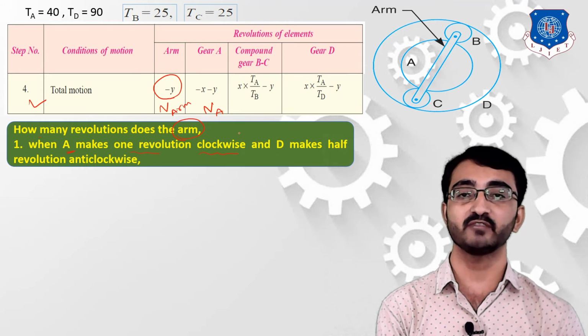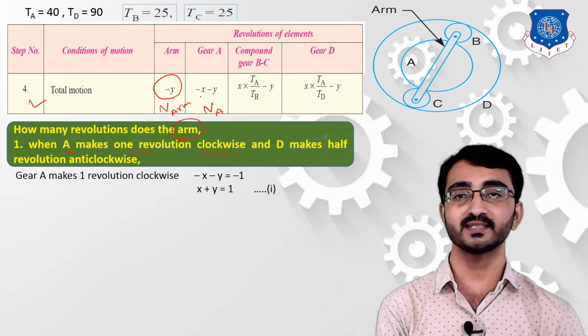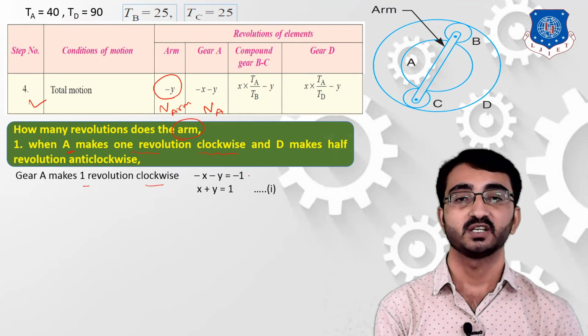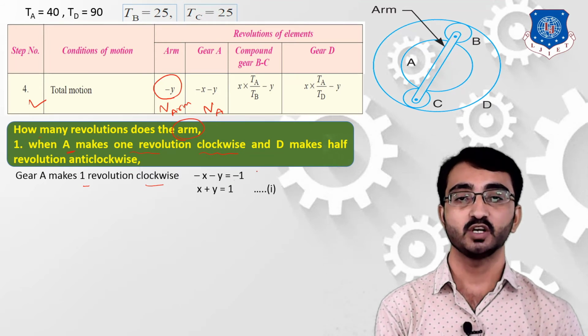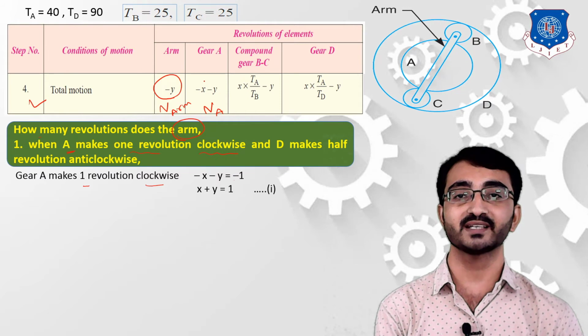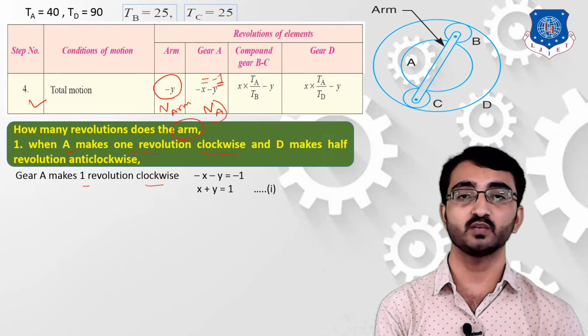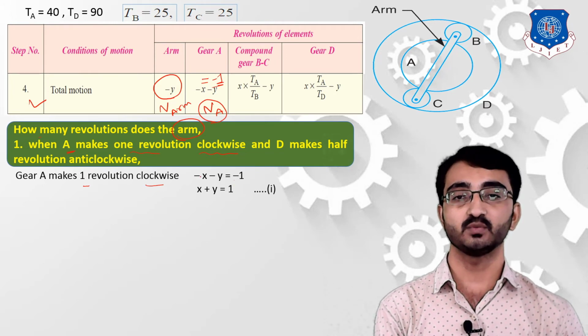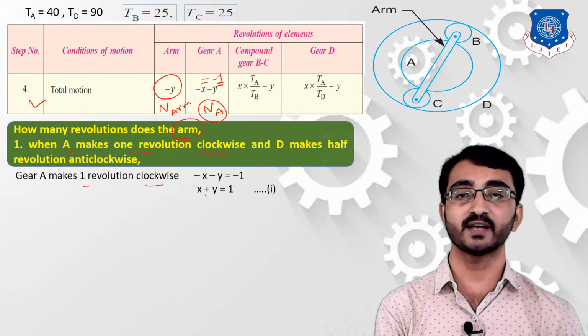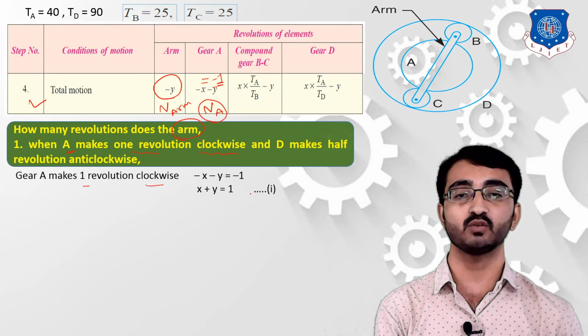Okay, let's consider the first condition. As gear A is making one revolution in clockwise direction, clockwise direction is mentioned with a minus symbol. So your equation will become minus x minus y is equal to minus 1, because A is rotating with 1 rpm in clockwise. So we can simply remove this minus sign from both the sides. Your final equation, equation number 1, is x plus y is equal to 1.